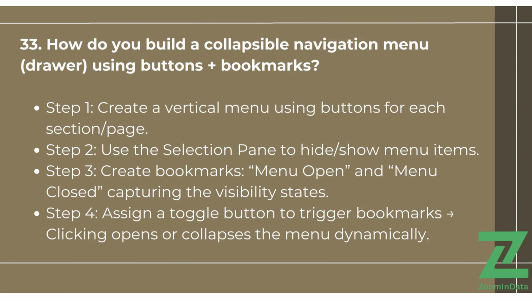33rd question. How do you build a collapsible navigation menu, drawer, using buttons and bookmarks? Step 1. Create a vertical menu using buttons for each section or page. Step 2. Use the selection pane to hide or show menu items. Step 3. Create bookmarks, menu open and menu closed, capturing the visibility states. Step 4. Assign a toggle button to trigger bookmarks. Clicking opens or collapses the menu dynamically.